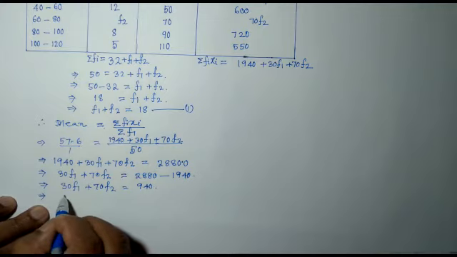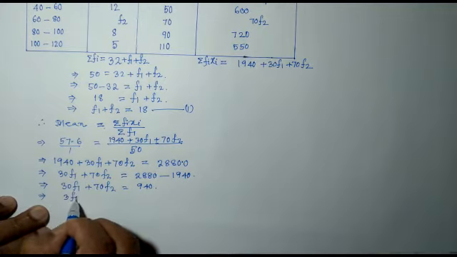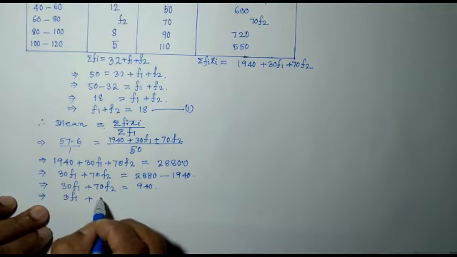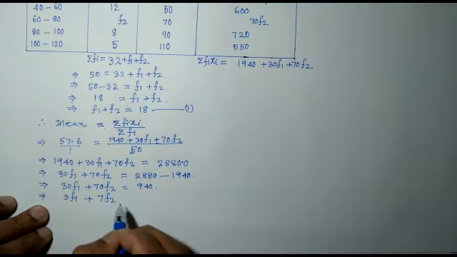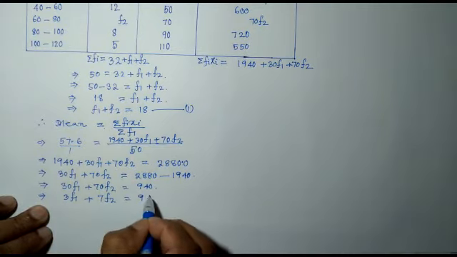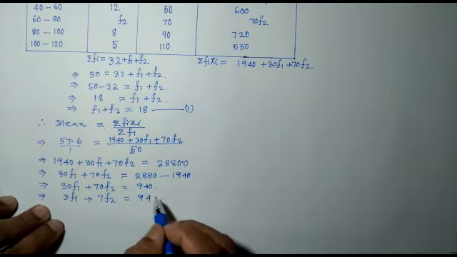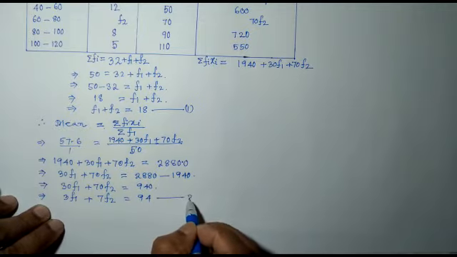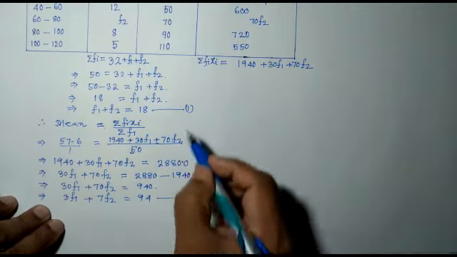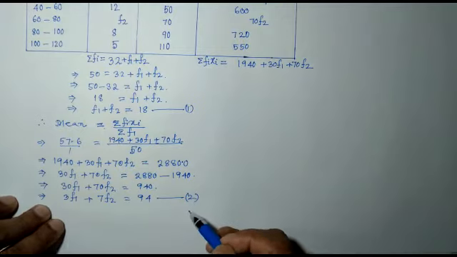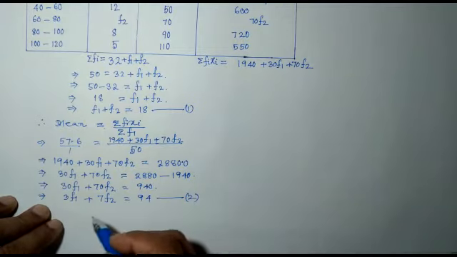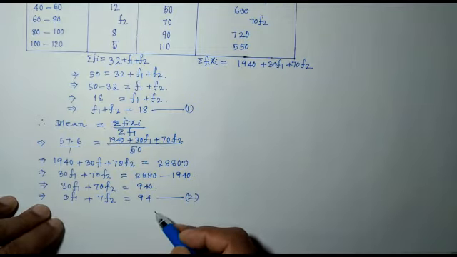It will be simple only, 3f1. See, divide by 10. This also divide by 10. It will be 7f2. This also divide by 10. It will be 94. So this is our equation number 2. Now solve equation 1 and equation 2. Automatically the values of f1 and f2 will come.